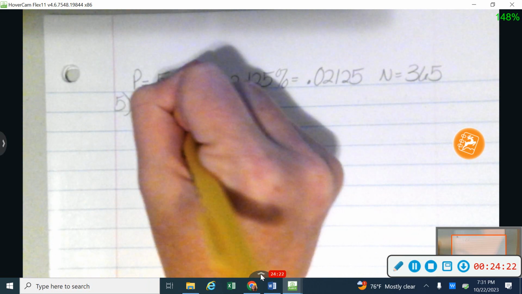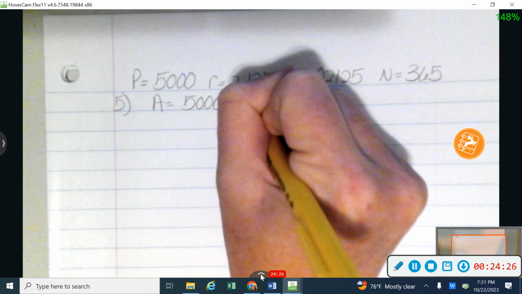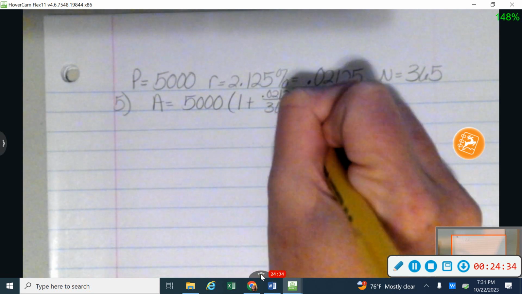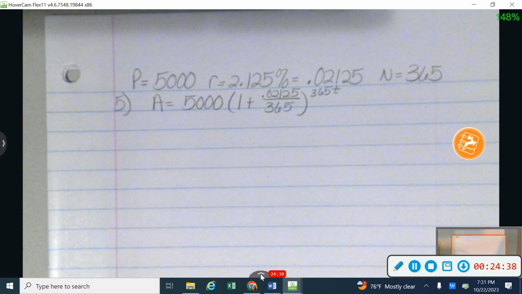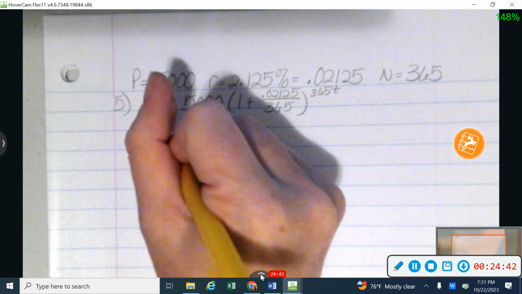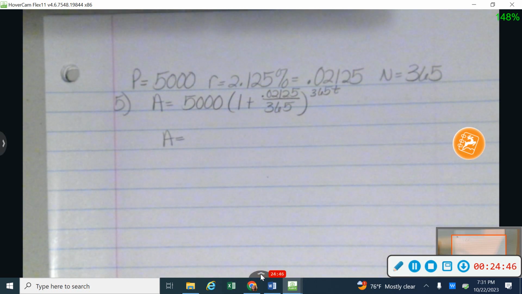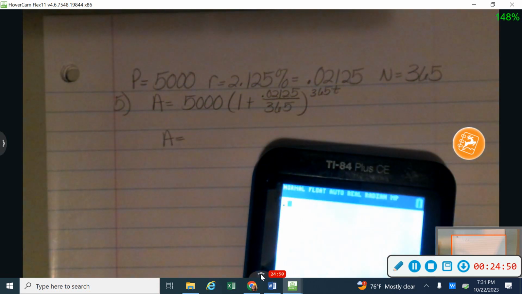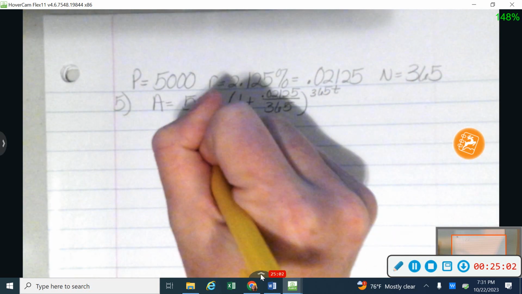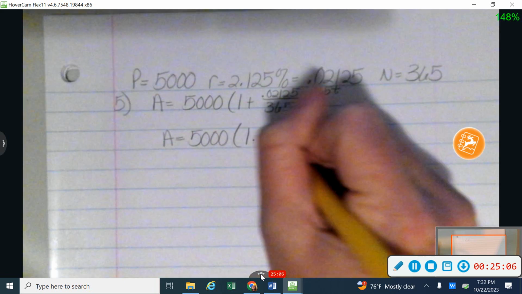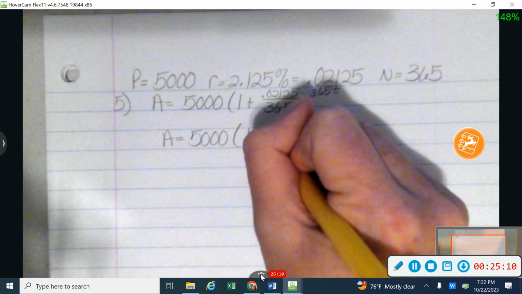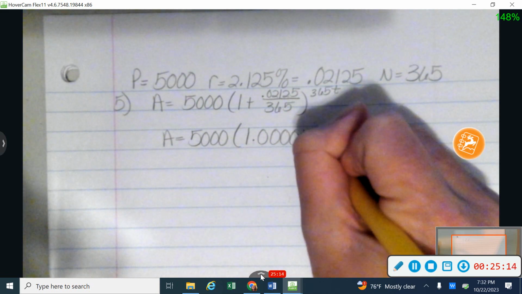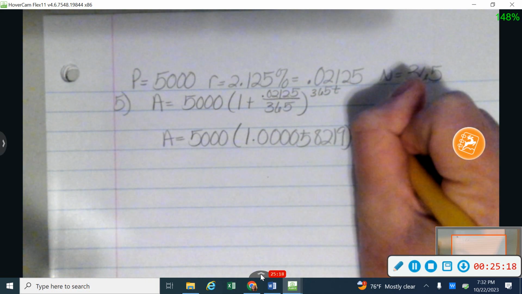All right, filling in my formula, A is equal to P, 5,000, times 1 plus 0.02125, divided by n, 365, to the 365 times t power. All right, let's make that inside piece just a little bit neater. So in my calculator, I'm going to do the 0.02125 divided by 365, and I'm going to add 1 to that, and that'll give me what's there inside my parentheses. Again, just making my life a little bit easier by already having that number. And again, the more decimal points we can keep, the better off we're going to be. So let's see here, that's 1.00005821 9, to the 365 times t power.